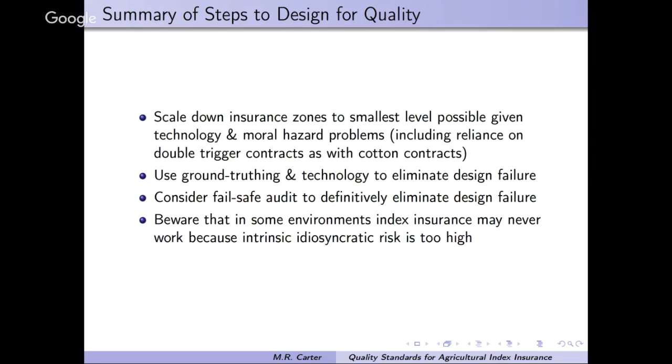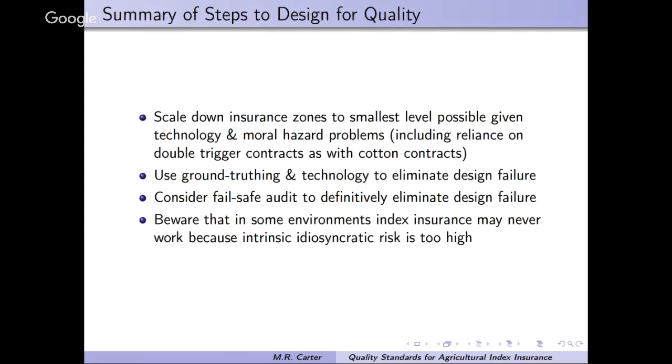So to summarize, if we want to design a contract for quality, we need to work on scaling down the insurance zones to the smallest possible level. And again, the work we've been doing that I mentioned in Tanzania and Mozambique is using pixel resolution off the MODIS satellites. It's 250 meters by 250 meters, so that's about 6 hectares.